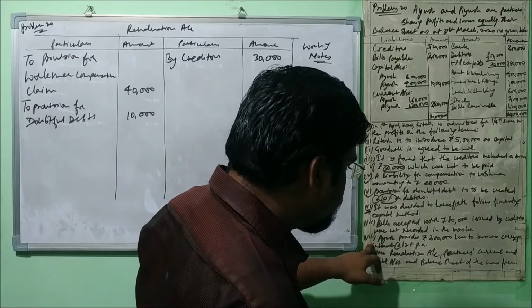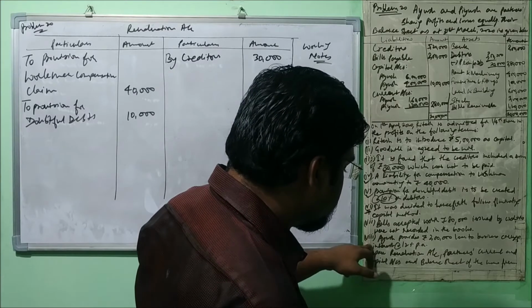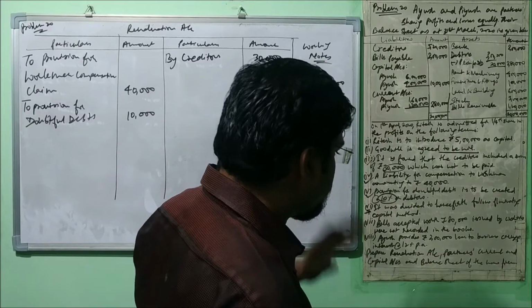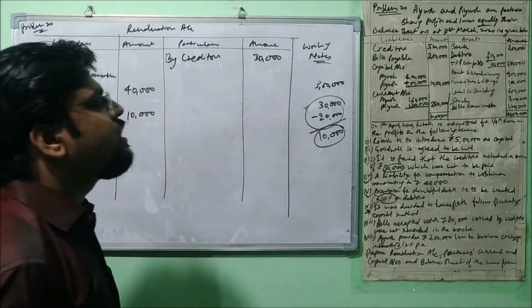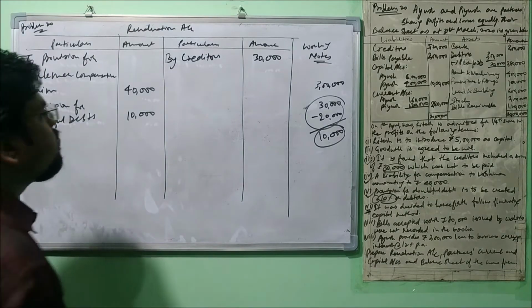Okay. Now Ayush provides rupees 2 lakh loan to the business carrying interest at the rate of 10%. So this is also related to the balance sheet, so we'll talk about it later. So there is no entry related to revaluation here anymore. Okay. Now let's make the total.